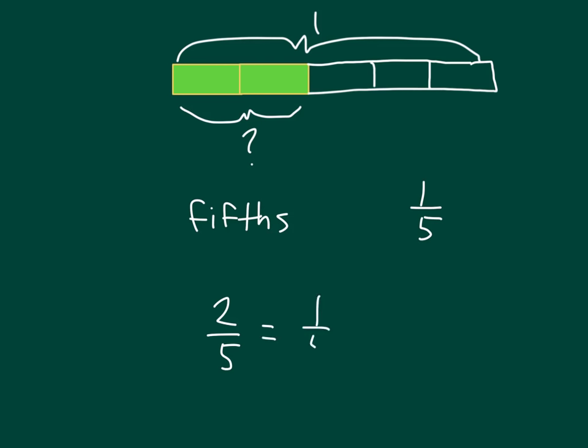2/5, that's 1/5 plus 1/5. Read that with me. 2/5 equals 1/5 plus 1/5. We're expressing 2/5 as that sum of those unit fractions.